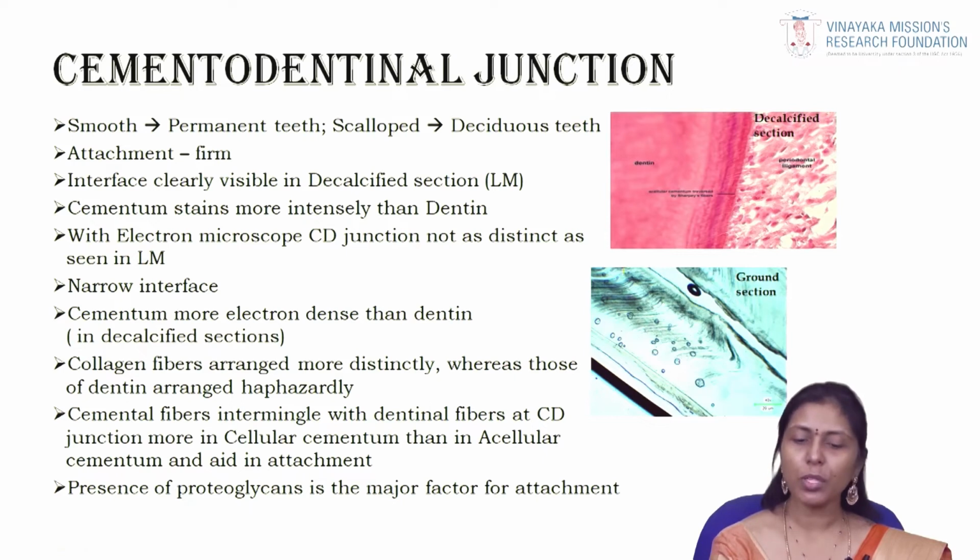With electron microscope, the cementodentinal junction is not as distinct as you see it in light microscope. The cementum is going to be more electron dense than the dentin. The collagen fibers of dentin are going to be arranged haphazardly, whereas in cementum you can appreciate very clearly the extrinsic fibers that pierce through the cementum. So that is arranged more distinctly. The cemental fibers are going to intermingle with the dentinal fibers at the cementodentinal junction. That is going to be more in the cellular cementum than in acellular cementum.